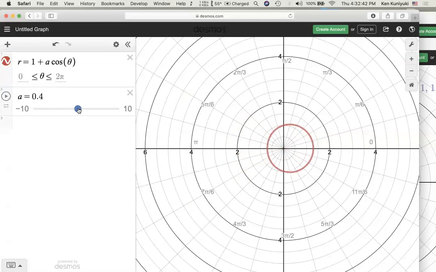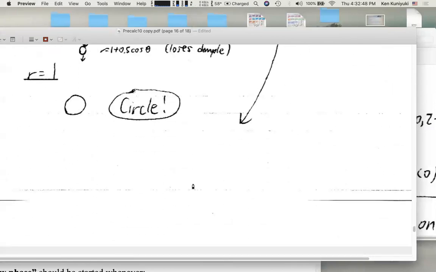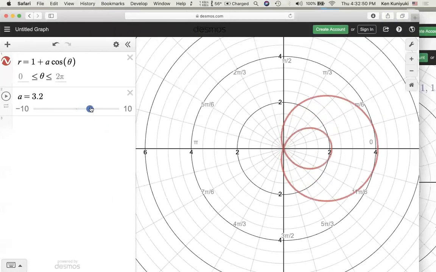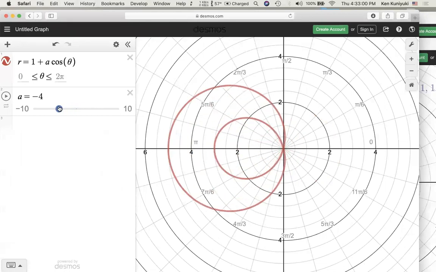So you have animations based on the changing values of A. All right, so once again, limaçon with a loop, cardioid, dimpled limaçon, circle, and then in the other direction.